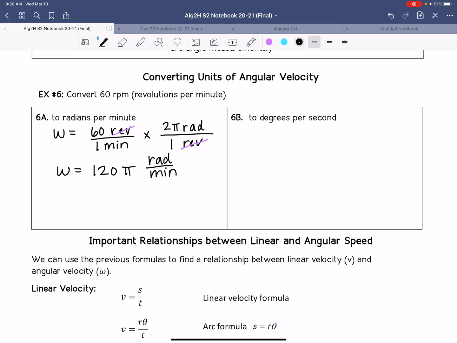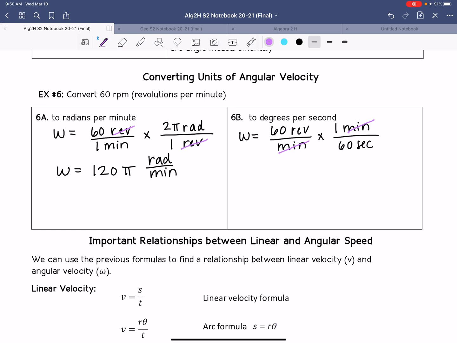Okay, so this one we need to change 2 things. We need to change our revolutions to degrees, and we need to change our minutes to seconds. So we again have 60 revolutions per minute. Let's change our minutes first, because that's easier to handle. 1 minute, because we want minutes to cancel. How many seconds are in a minute? You should know there's 60 seconds in a minute, so 60 seconds on the bottom. Now I've eliminated minutes, and right now I have revolutions per second.